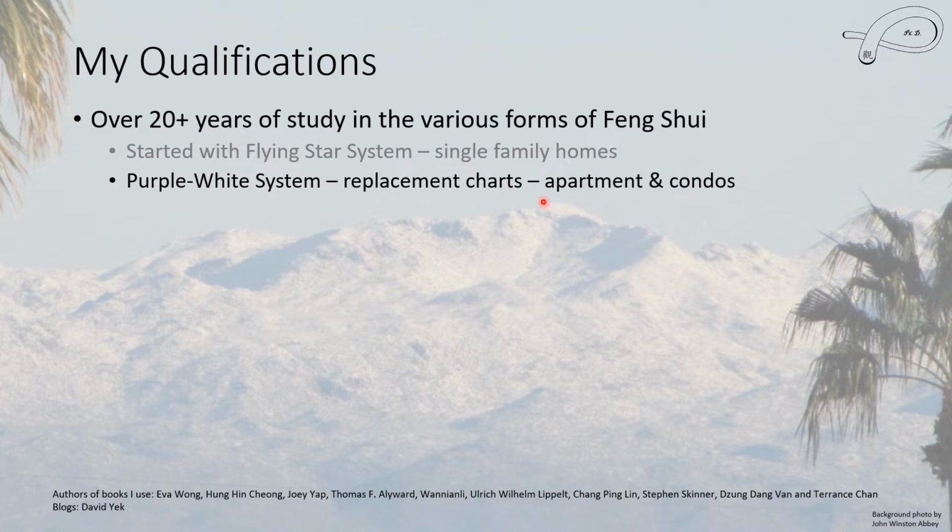Most apartments, their purple-white chart will vary quite a bit from year to year. And so your luck may vary quite a bit from year to year if you're living in an apartment or a condo. There are a small number of apartments or condos that have consistently good charts from year to year, but they're pretty rare.